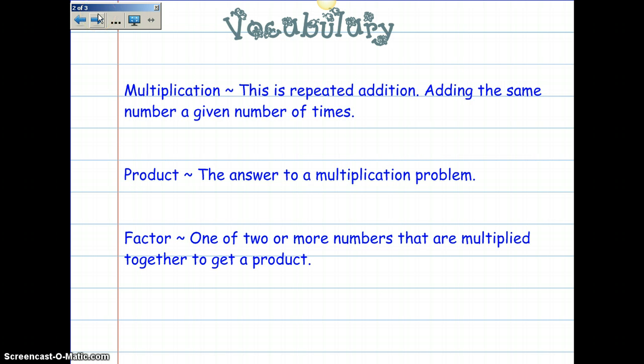Let's start with our vocabulary. First, multiplication. This is repeated addition, adding the same number a given number of times. Product. The product is the answer to a multiplication problem. Factor. A factor is one of two or more numbers that are multiplied together to get a product. Okay, so please fill in your vocabulary and make sure that you study this for our quiz. And now I'm going to go on to some practice problems to show you how to do 2-digit by 1-digit multiplication.